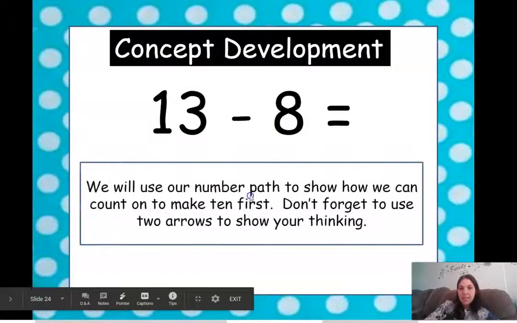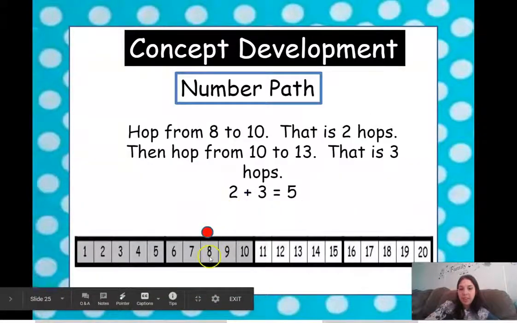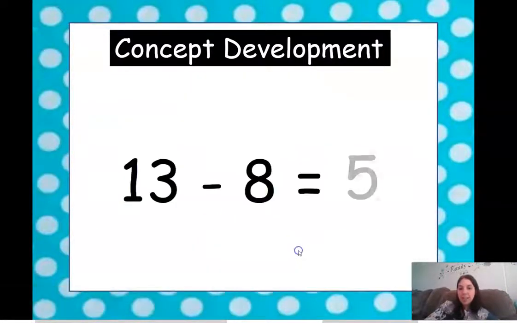13 minus 8. They're going to show you here. We have to count up 2 to get to 10. And then 10 to 13 is another 3. So that equals 5.